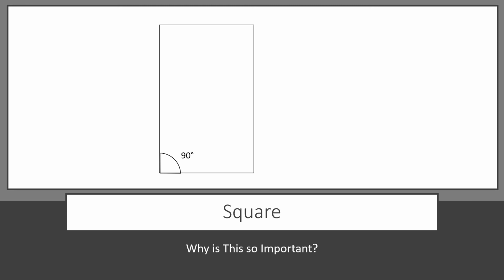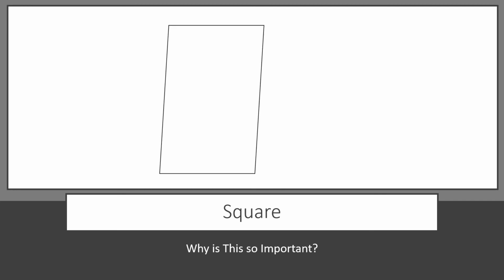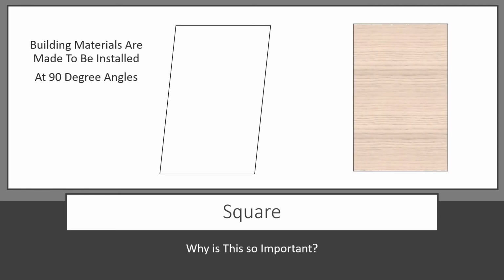For instance, in this frame, these corners are square, 90-degree angles. These corners are not square. It's obvious that if you're building something and it isn't square, you're going to have some problems. One of the main reasons is most building materials are made to be installed at 90-degree angles.